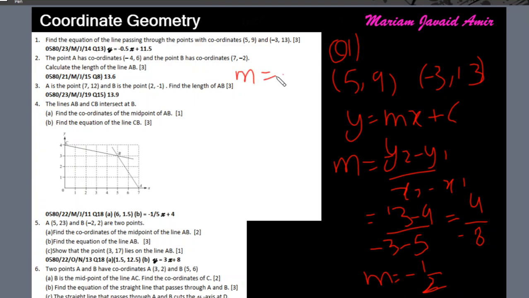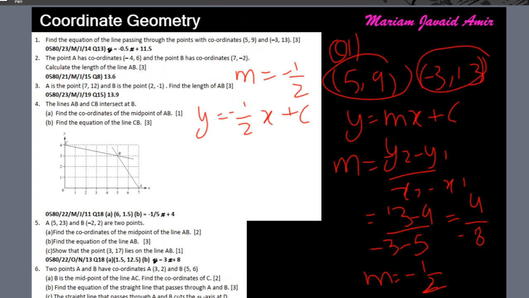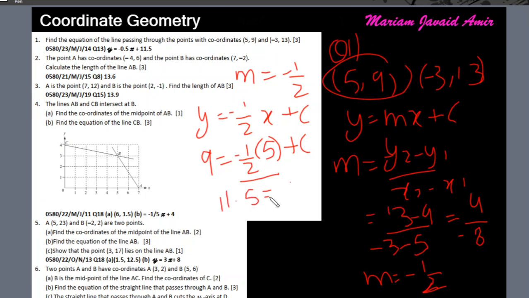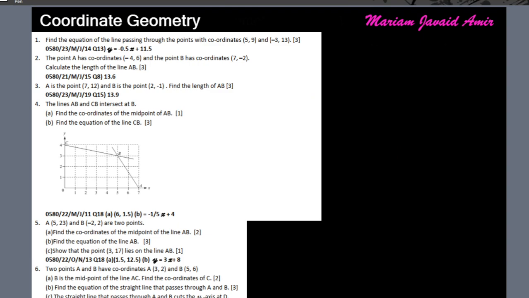Slope came out to be minus half, so the equation is y equals minus half x plus c. Now to find the value of c, either use this combination of x, y or this. I'll use the first one. So 9 equals minus half times 5 plus c. This becomes minus 2.5. Take it to the other side, it gets added to 9, which becomes 11.5 equals c. So in the end, the equation becomes y equals mx plus c, where m is minus 0.5 or minus half and c is 11.5. Okay, question number 2.